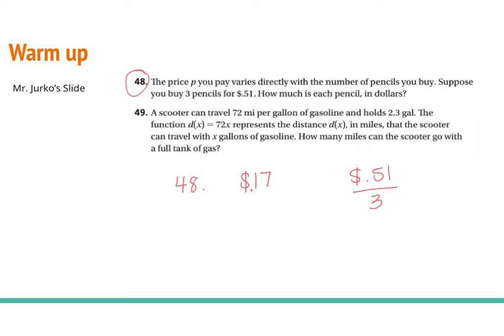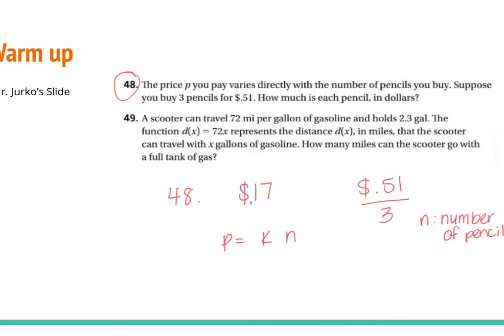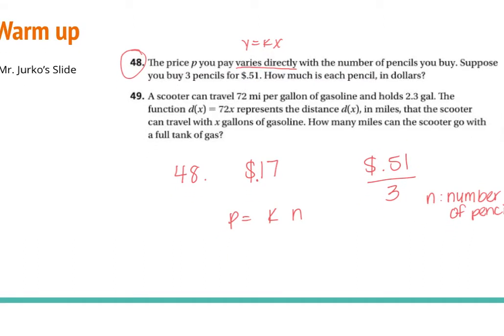Good. So if P is the price that you pay directly, it varies directly with the number of pencils you buy, okay? That means that P is going to be equal to a number K times N, and N will represent the number of pencils. Because remember, guys, if it says varies directly, that automatically means we're using something in the form y equals kx, right? So instead of y, we have P equals K times N, which is the number of pencils.